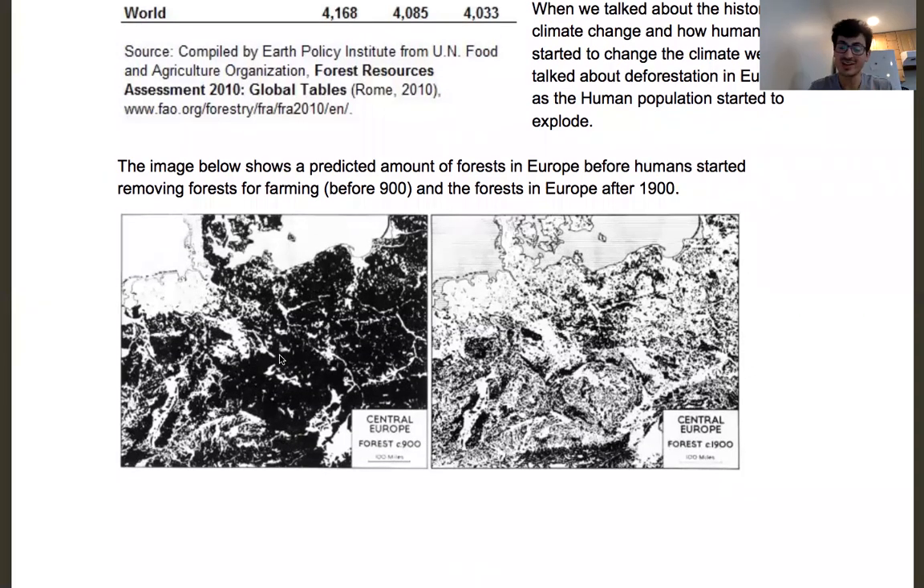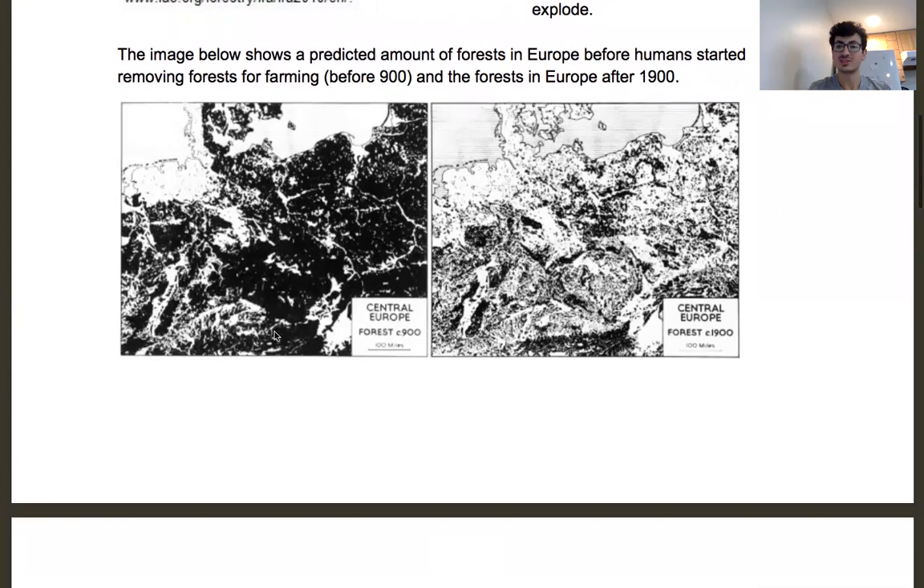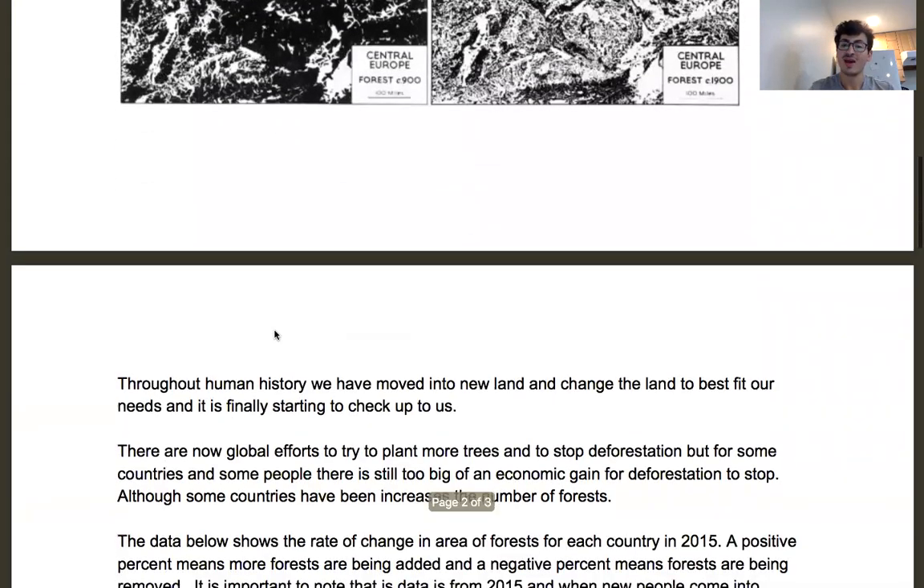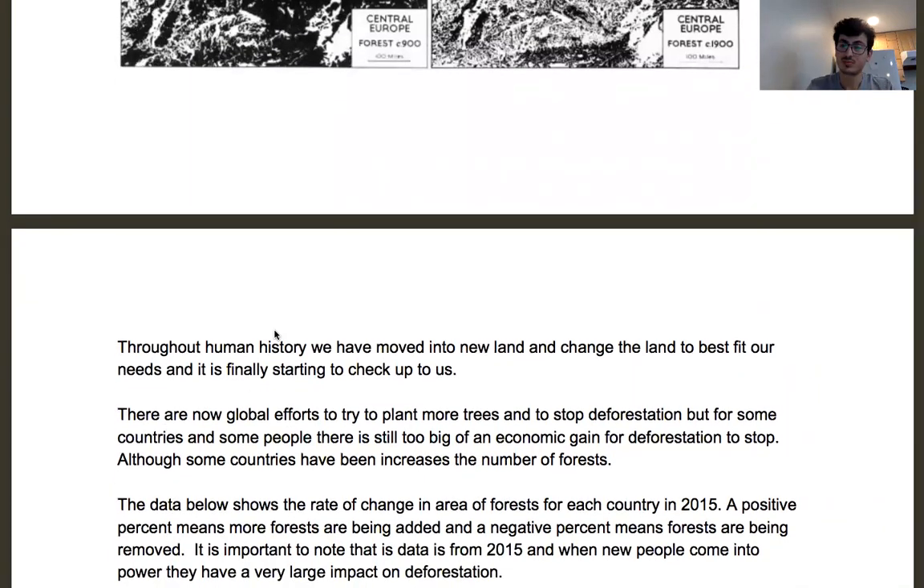So it's not only that now we're removing forests, humans have had a huge history of removing forests, changing the land so that it best suits us. And we're finally getting to a point where this is catching up to us. So we're starting to realize our mistakes, and there have been global efforts to plant more trees, and there have been fundraisers. There's one on YouTube recently where every dollar donated, a new tree is planted, and I think Mr. Beast put on a thing where he's planting a bunch of trees.